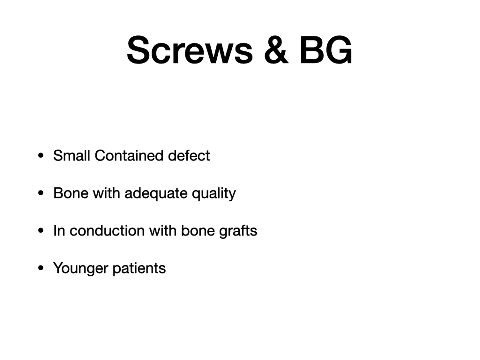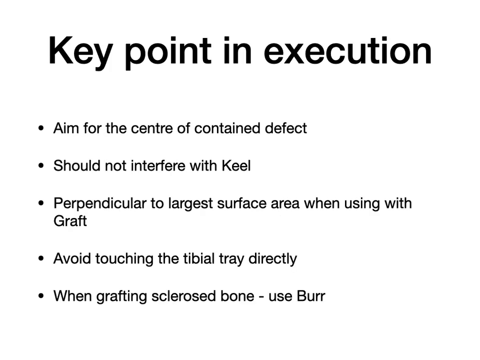Now let's turn our attention to the screws and bone graft. The screws and bone grafts are indicated in small contained defects. The foremost thing is that the bone should have an adequate quality. Often the screws can be used in conjunction with bone graft, and as I said, one of the indications where you should use this is the younger patient with a good bone quality. The key points in execution are that the screw should be aimed at the center of the contained defect. We should ensure that it does not interfere with the keel. It should be perpendicular to the largest surface area when using the graft.